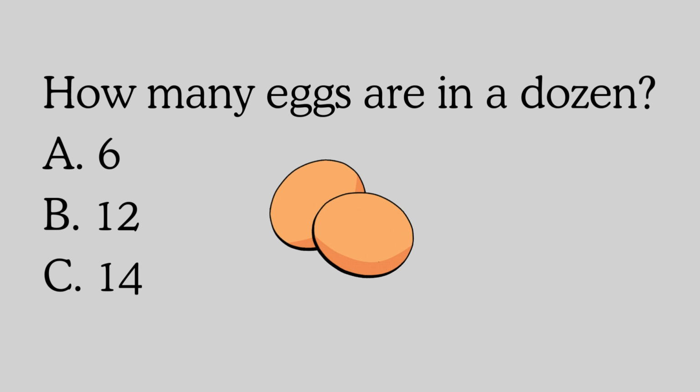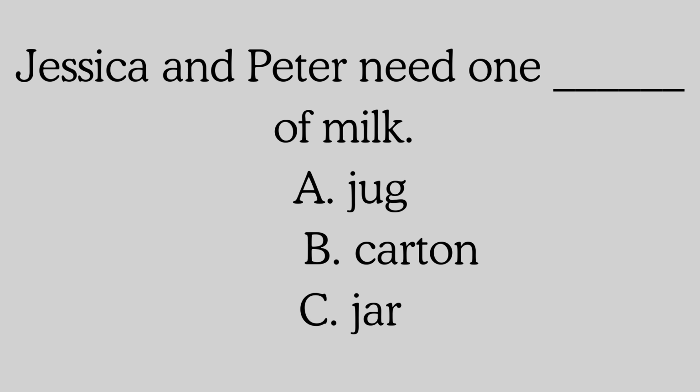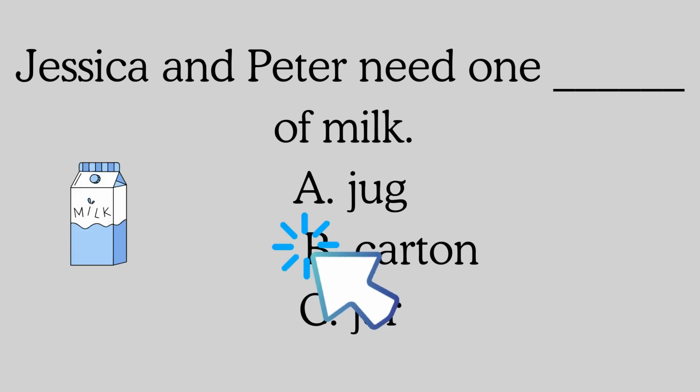How many eggs are in a dozen? That's right. There are 12 eggs in a dozen. Jessica and Peter need one jug, carton, or jar of milk. That's right. Jessica and Peter need one carton of milk.